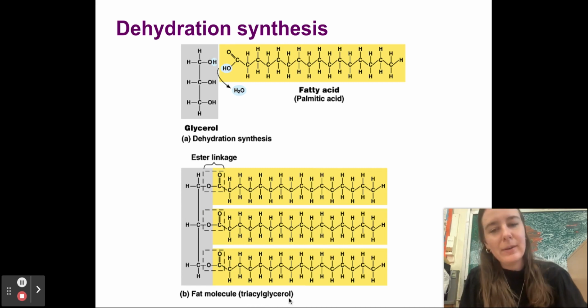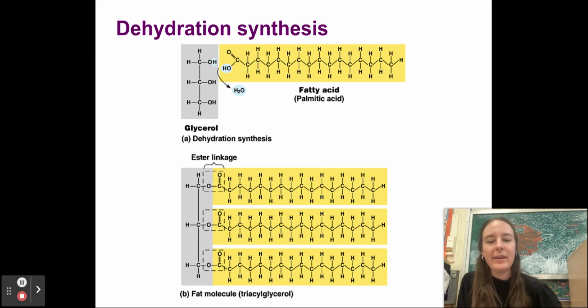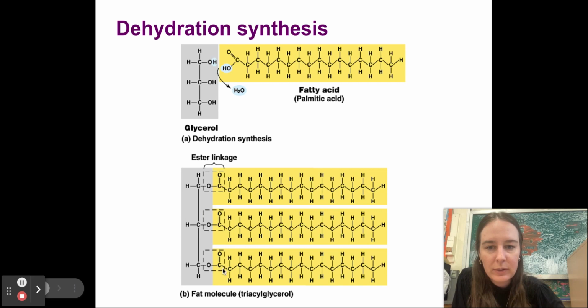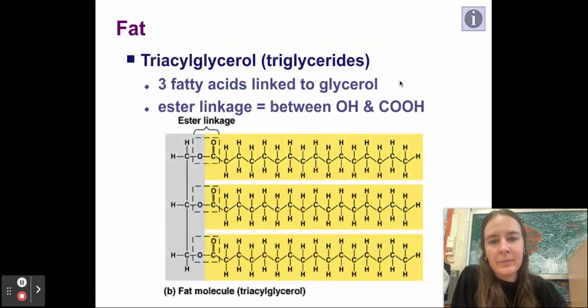This triacylglycerol, I call it a triglyceride. I don't know why in this picture. Maybe it's a specific type, but it's called a triglyceride. And why is that? Well, tri means 3, 1, 2, 3, and they're all connected to a glycerol. And that happens through dehydration synthesis. So this glycerol head with the 3 tails, that is a fat molecule.